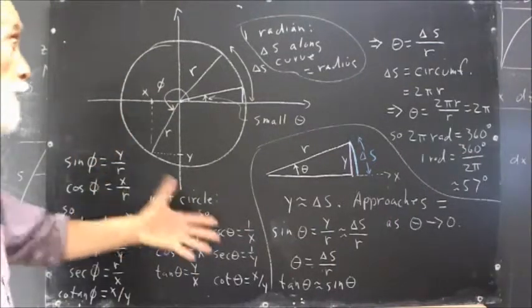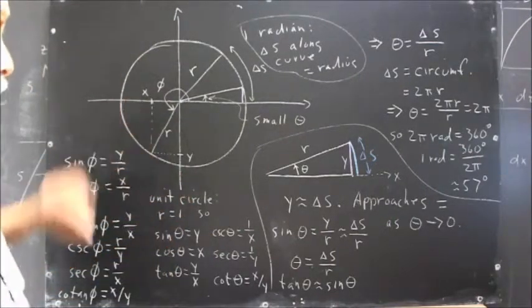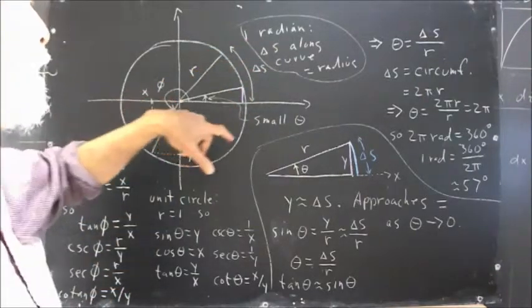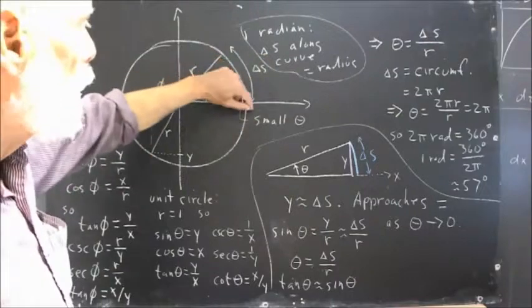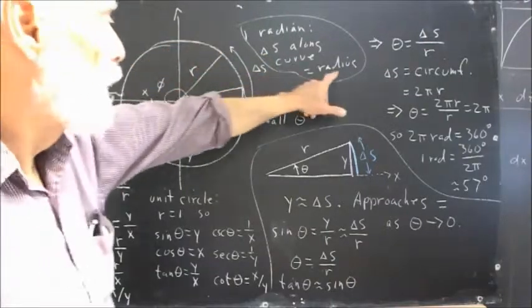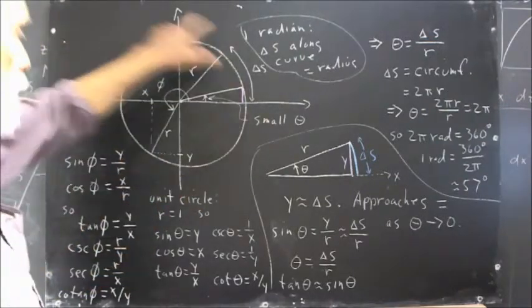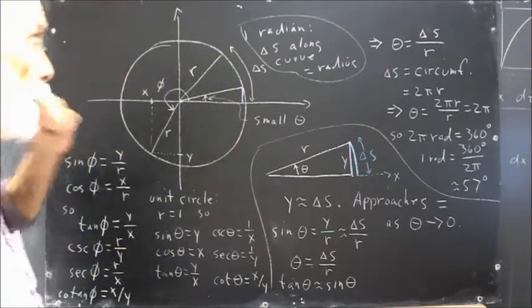Here's a summary of the circular model and how it's relevant to everything that we're talking about. First of all, a radian is where the arc length along the curve is equal to the radius. Now, more specifically, we've got a circle of radius r about the origin.